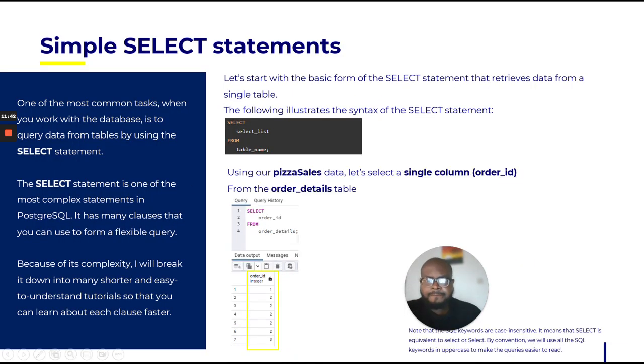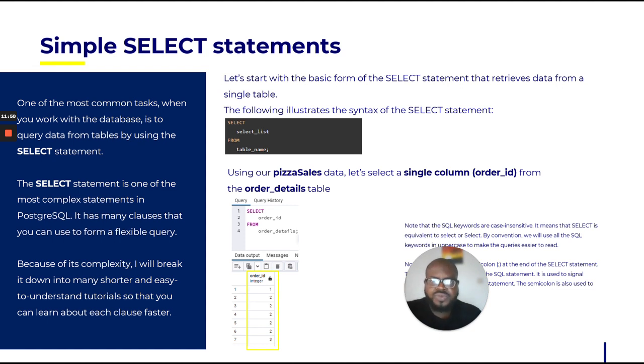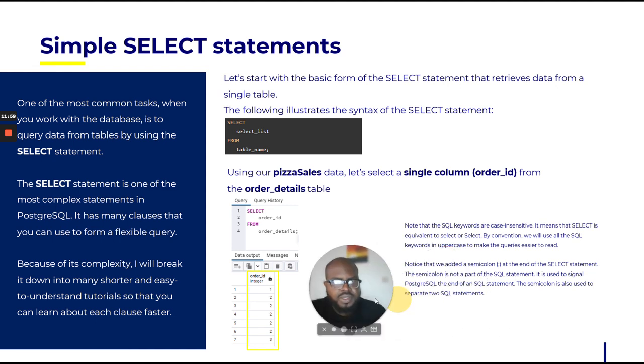So I've given some examples using our pizza tables, so you could try that out as well. It works for single columns and multiple columns as well, so you could try that out.